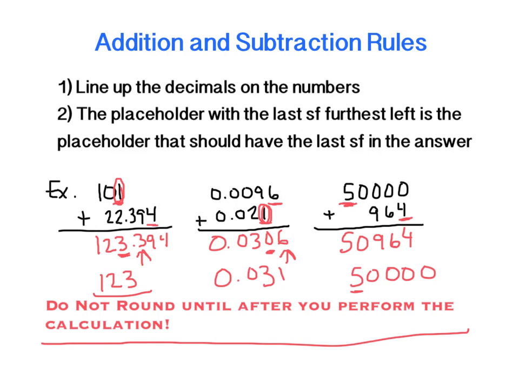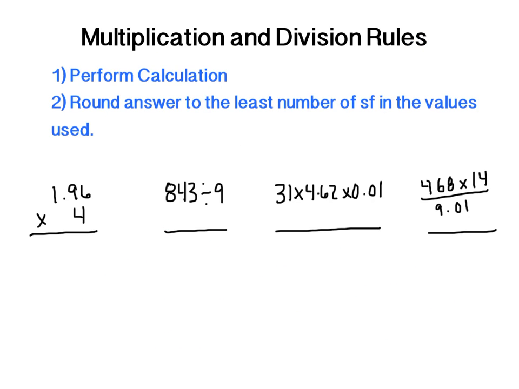Notice I perform the whole calculation each time in each one of these, and then I rounded to the significant figures. Now, I think that multiplication and division is a whole lot easier, and the good news is that's what we use most of the time. So here's all you got to do. You do the calculation in your calculator, and then you round your answer when you're done to the least number of sig fig values used in the problem.